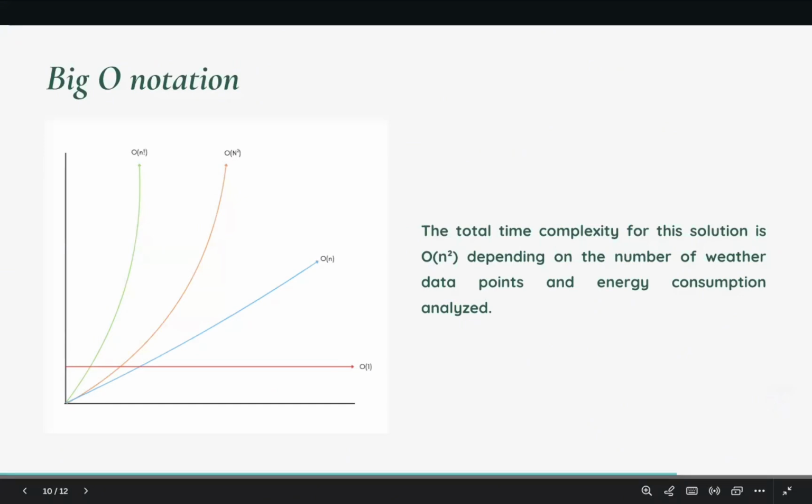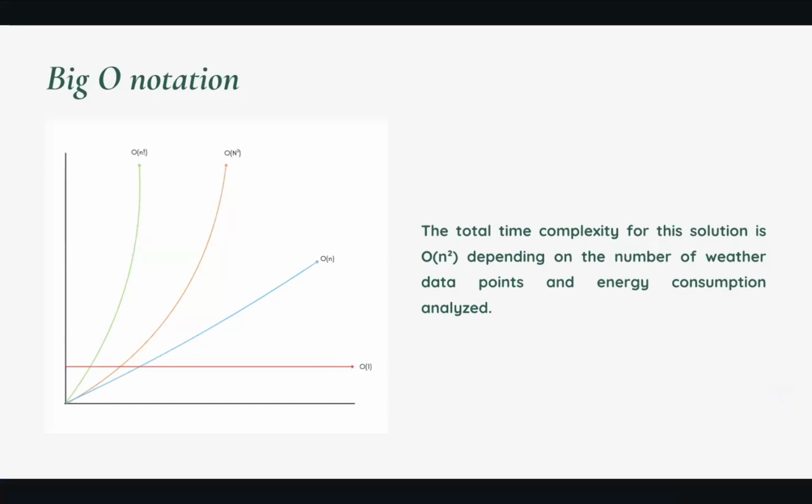The algorithm has a time complexity of O(n), meaning processing time increases quadratically with more weather and energy data. This poses scalability challenges requiring future optimizations like data reduction or parallel computing to improve efficiency and adaptability.